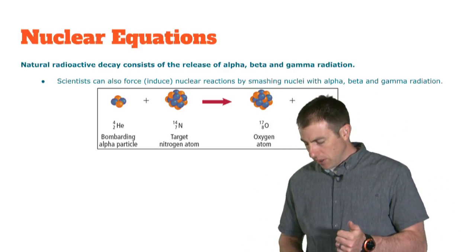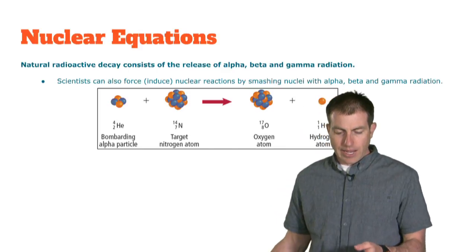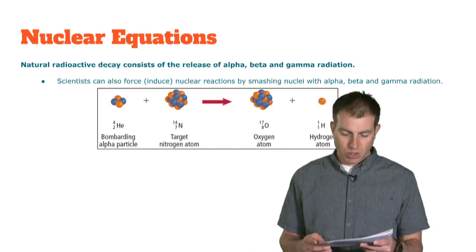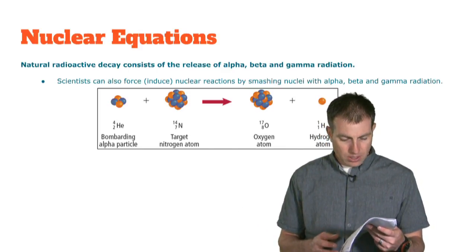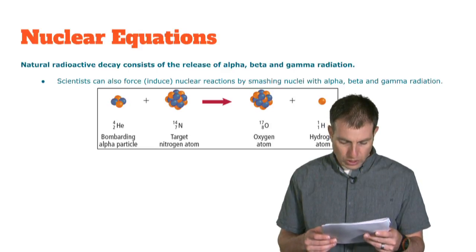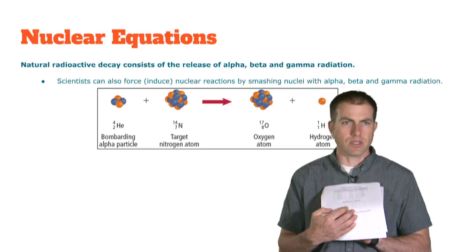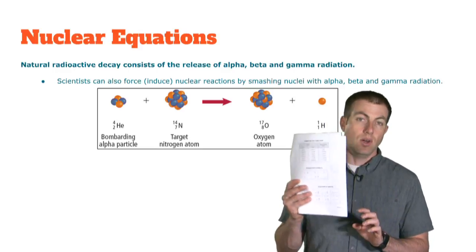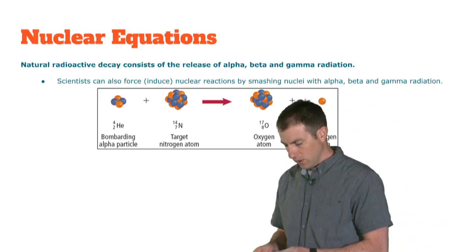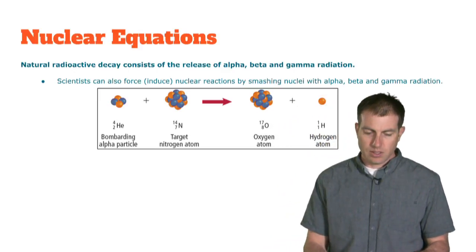One thing I will mention though, for something like a hydrogen atom or just one proton or one neutron, on the back of your data booklet on page 12, there are symbols for a neutron and a proton at the bottom of the chart. So if you ever forget what those are, you can have a look there.